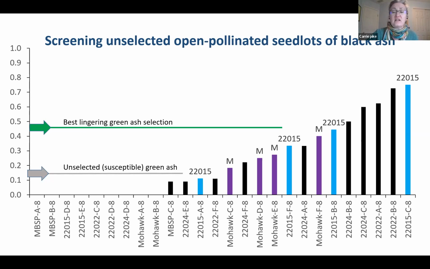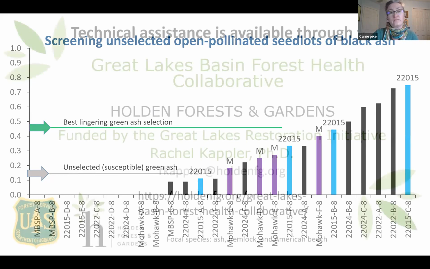I also highlighted a selection that came from upstate New York from the St. Regis Mohawk tribe. Similarly, a lot of them died, but there were a number of them at the top of the scale that were better than some, as good as their best lingering green ash selection. So even though it's highly susceptible as a species, I think there's enough variation within the species that we might be able to make some headway.